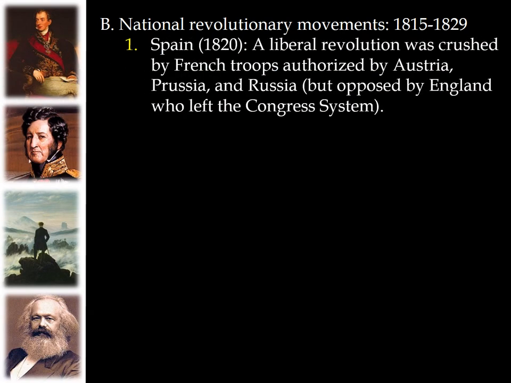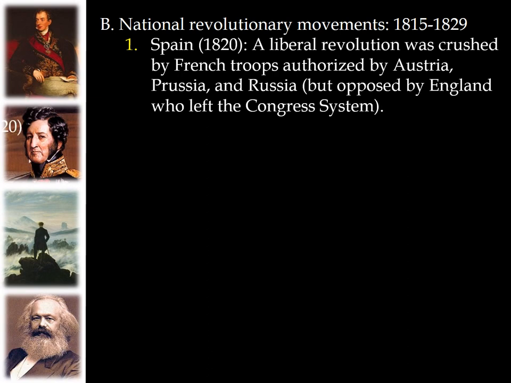Spain, in 1820, as mentioned before, there was a liberal revolution that was crushed by French troops that was also authorized by Austria, Prussia, and Russia, but opposed by England, who had left the Congress system. Remember, this is what I discussed before with putting Ferdinand VII back on the throne, that Bourbon back on the throne in Spain.